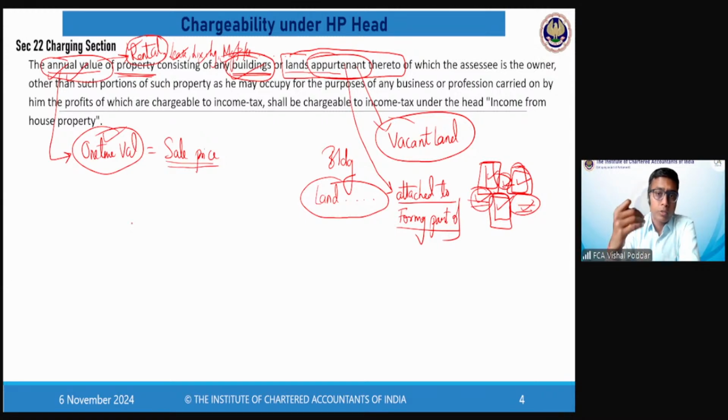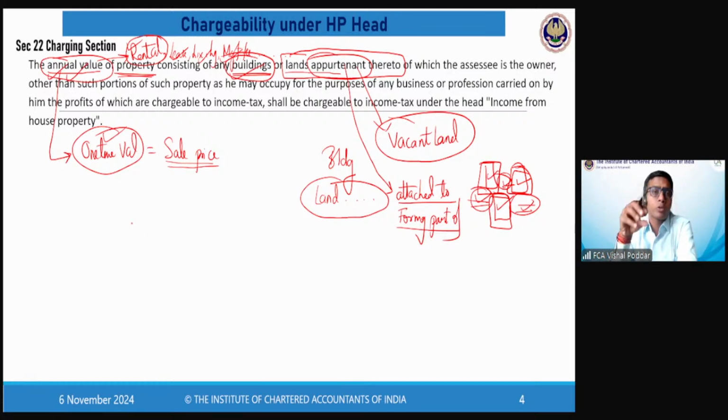So where it is a school building, or a residential complex building, and the land which is part of that building, which is purposefully kept open, vacant for the building. And if that land is given on rent, let us say the open space with that particular building is given on rent to one of the members.